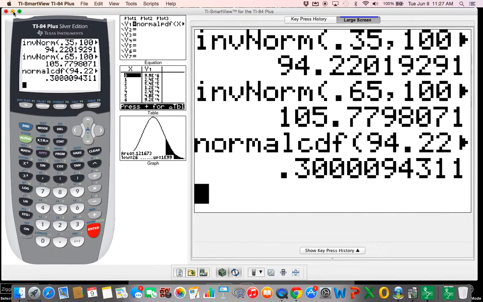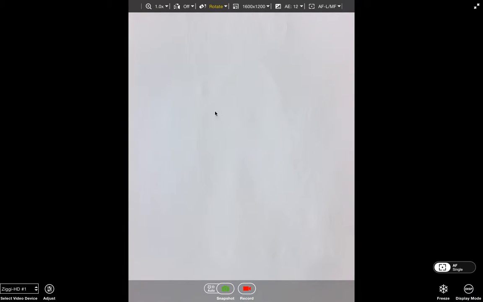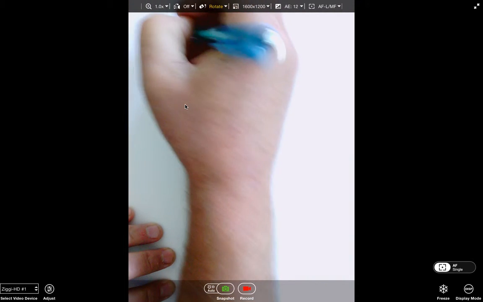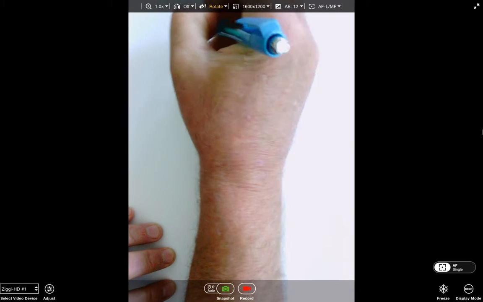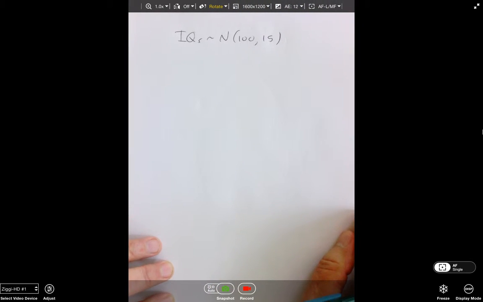All right, gang, I want to do one more thing. I want to just bring up R and show you how these types of problems are worked on R. Just in case you haven't got your calculator yet, R is free. So it's kind of cool to have something free. What am I talking about? So let's just work a couple of problems. Let's say, again, let's just go with IQs, forming a normal distribution, and let's just work some problems.